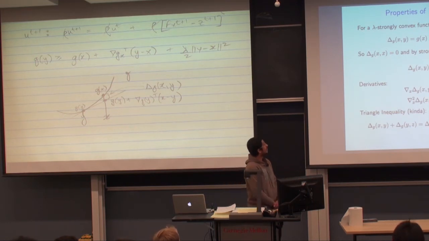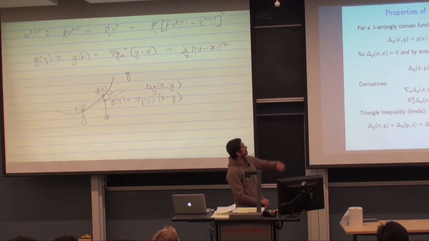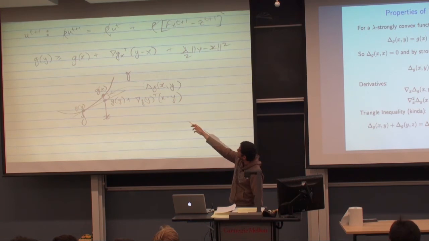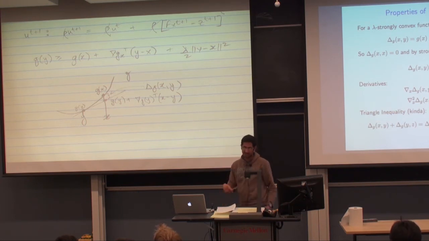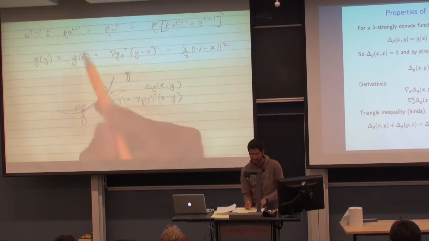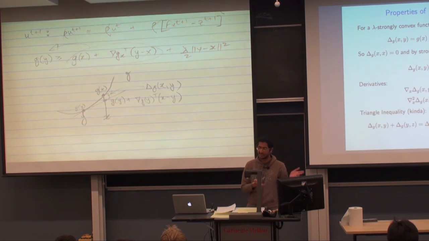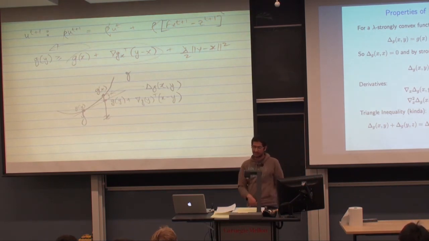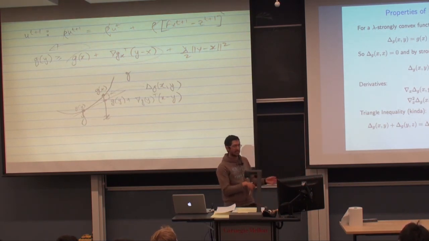What do we know by strong convexity? If we take G of x plus gradient of x times y minus x to the other side, that's basically the Bregman divergence, which is on the left side. And so the Bregman divergence is at least lambda by 2 times x minus y the whole squared. So it's always positive.